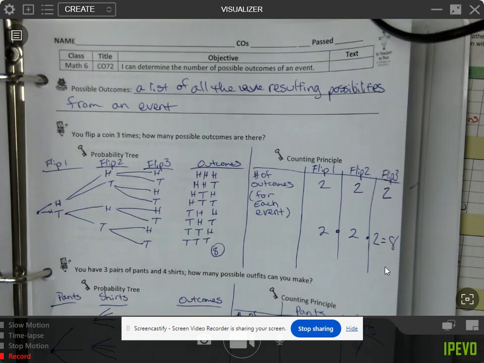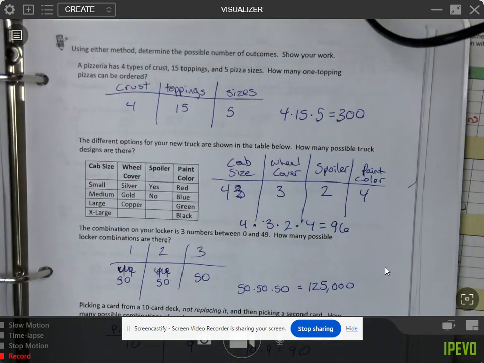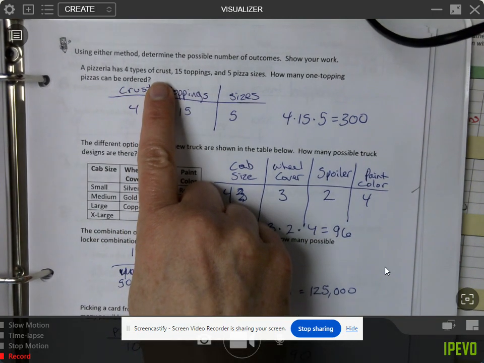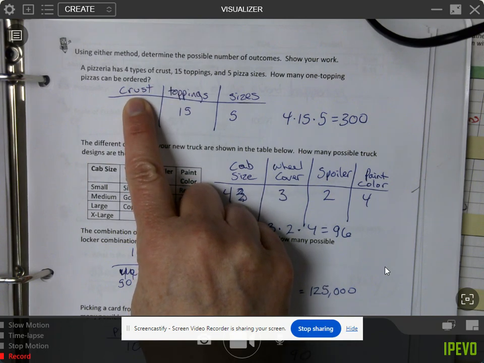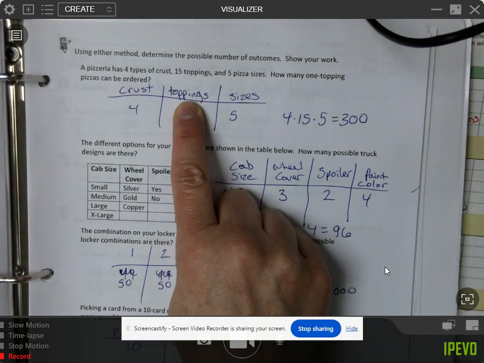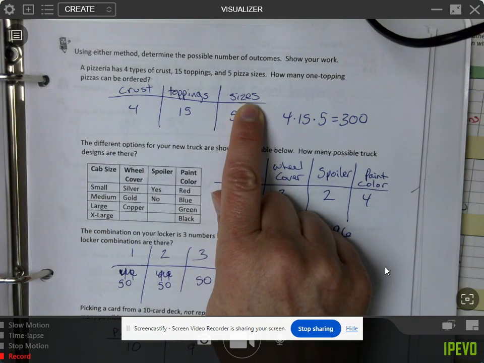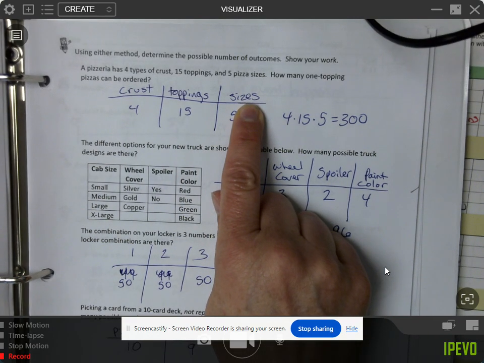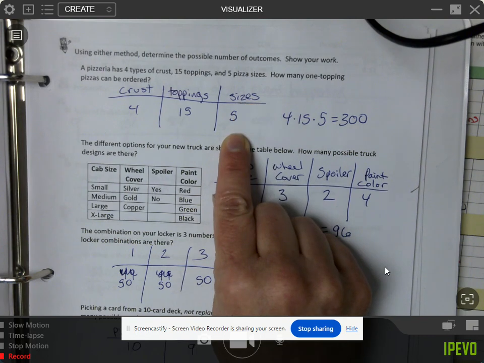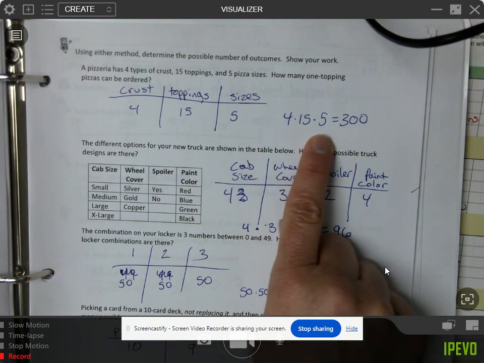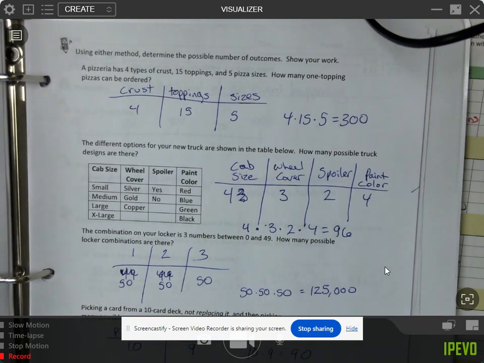So for the pizza crust, we did this one together. We had different choices for our pizzas. Each one is an event. Choosing a crust, there were 4 types. Choosing a toppings, there were 15. And choosing the size. Did we do this one together? Yeah. Okay. Choosing the sizes, there were 5 sizes. So we multiplied all those together and we get 300 different types of pizzas.